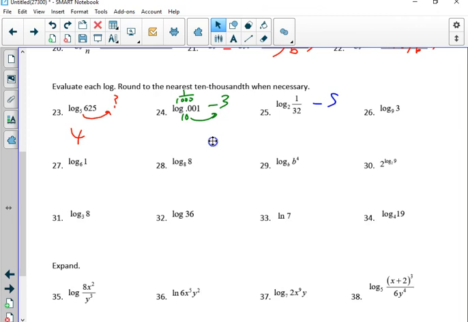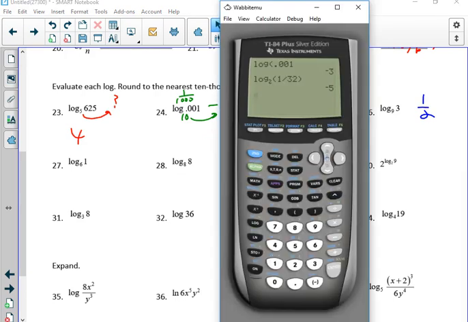Now this one's kind of a tricky one. 9 to the what power is 3? We're getting smaller. 3 is the square root of 9. And remember, the exponent for that is the 1/2 power. 9 to the 1/2 is 3. But you can confirm here. Math, log, base 9, arrow over, 3, enter. There it is, 0.5, 1/2.